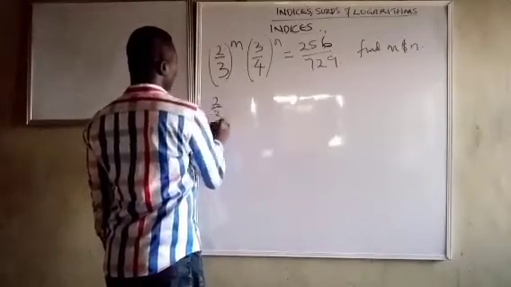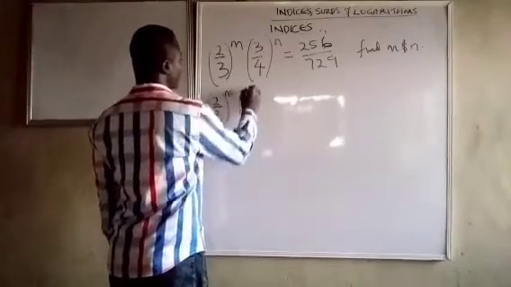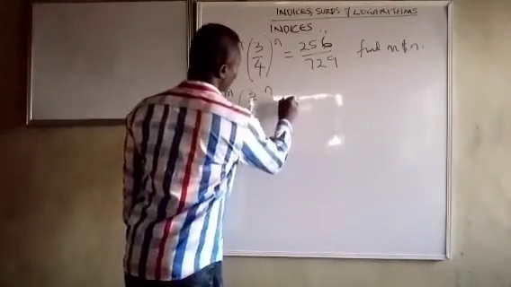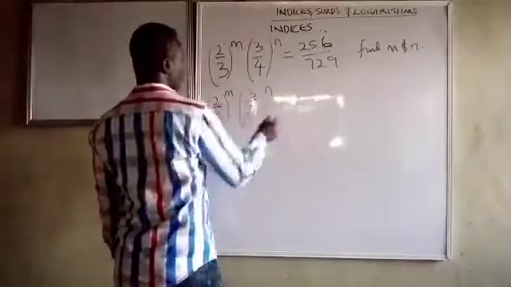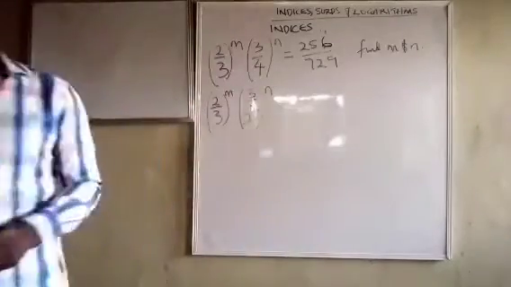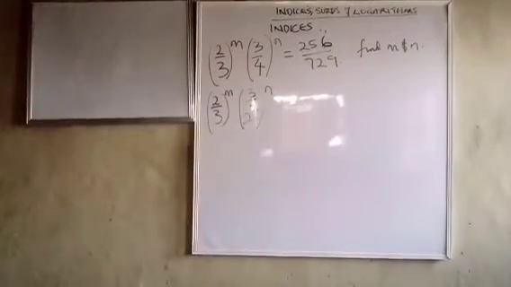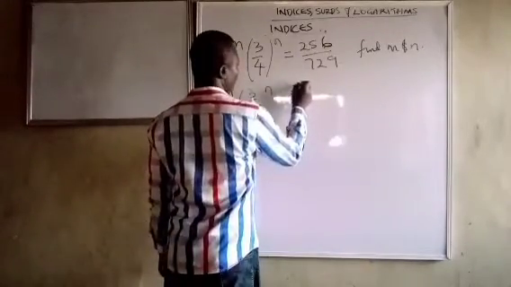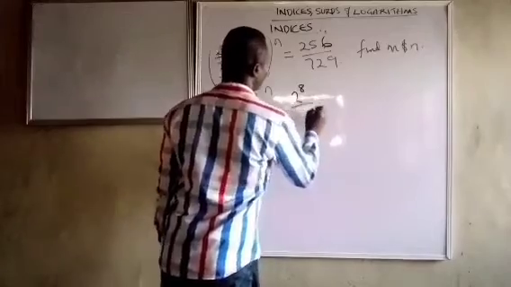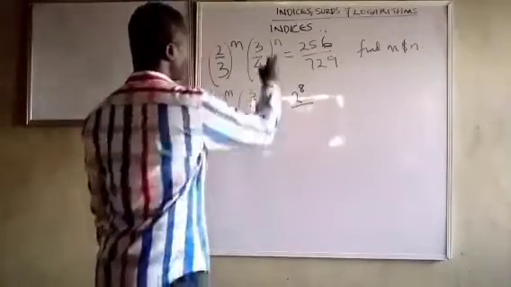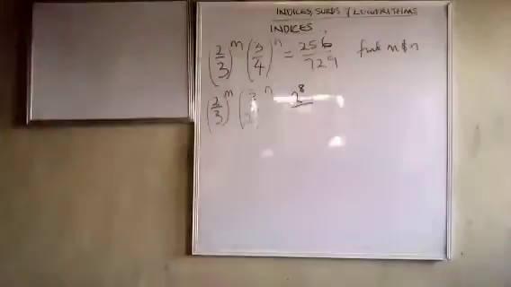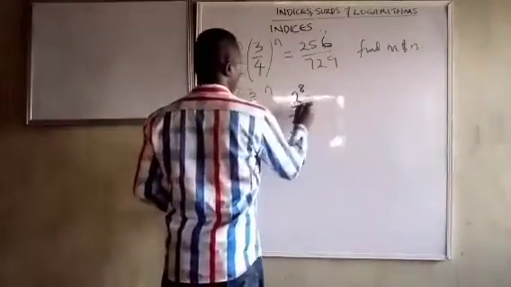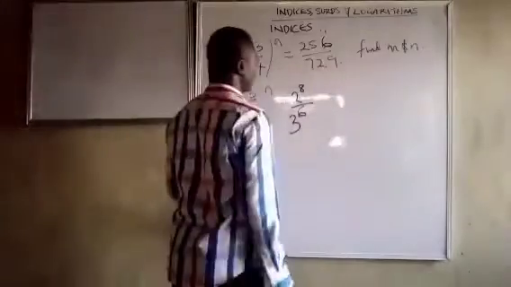So we have this: 2 over 3 raised to power n into 3 over 2 raised to power 2n is equal to what? This one is 2 raised to power 8. And this one is also equal to 3 raised to power 6. That's 27 times 27.